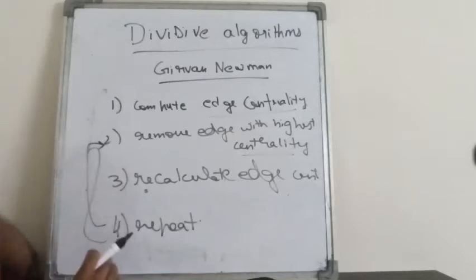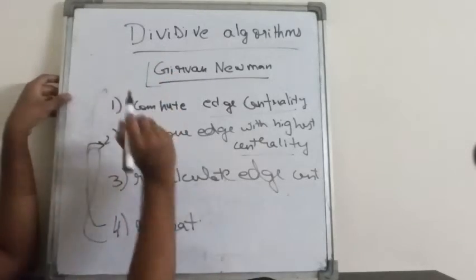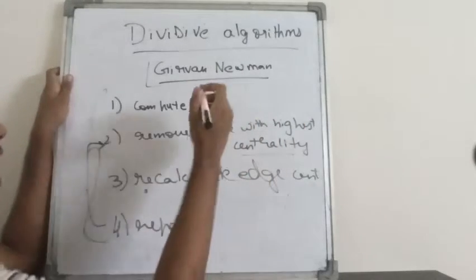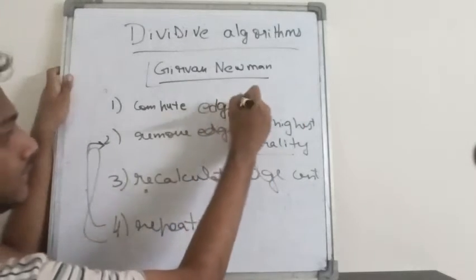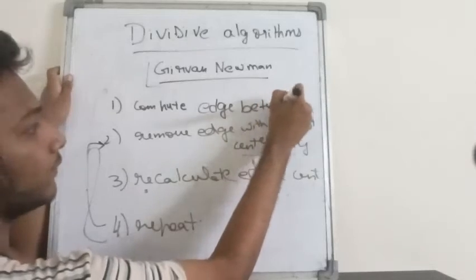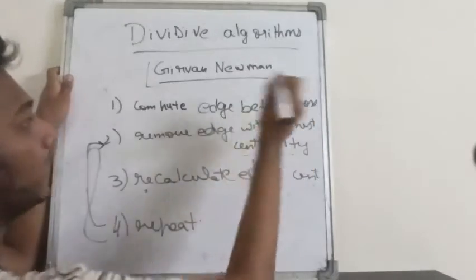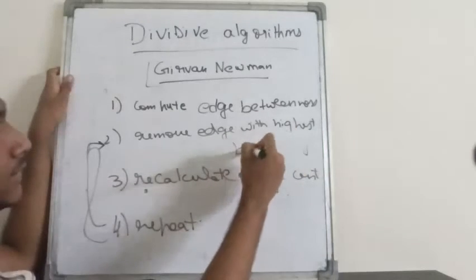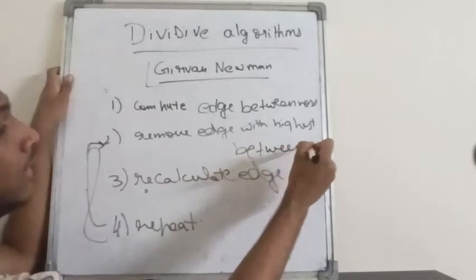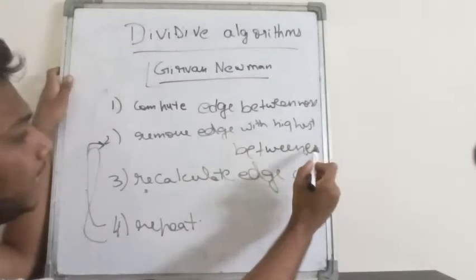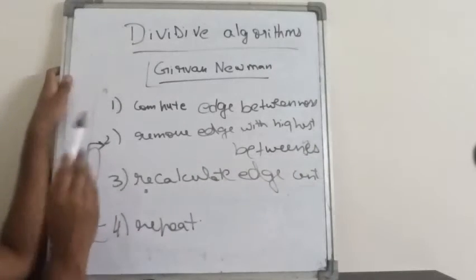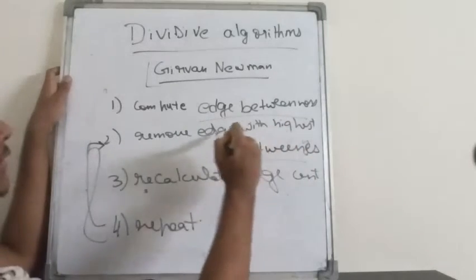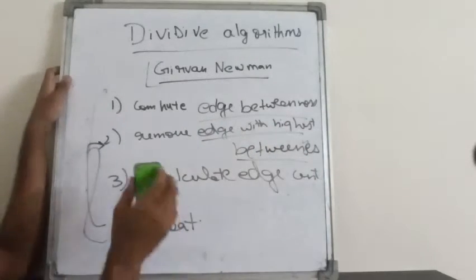Now, as a part of Girvan-Newman, instead of generic edge centrality, we use edge betweenness. So as a part of Girvan-Newman, we find out edge betweenness. This is the difference between any general divisive algorithm and Girvan-Newman. In Girvan-Newman specifically, we use edge betweenness. Now let's understand this with a numerical.